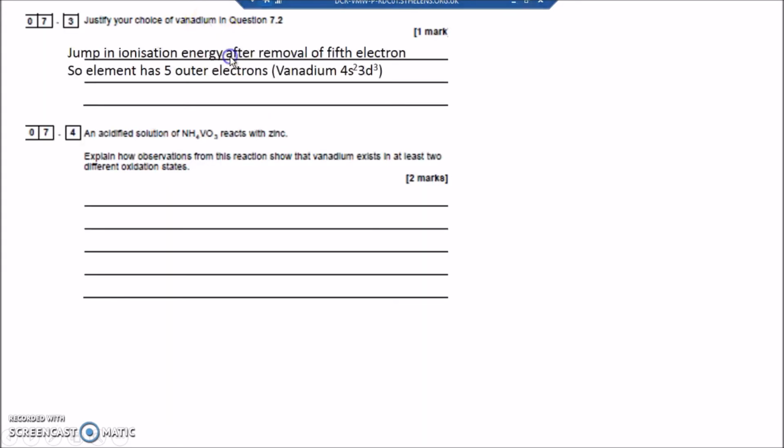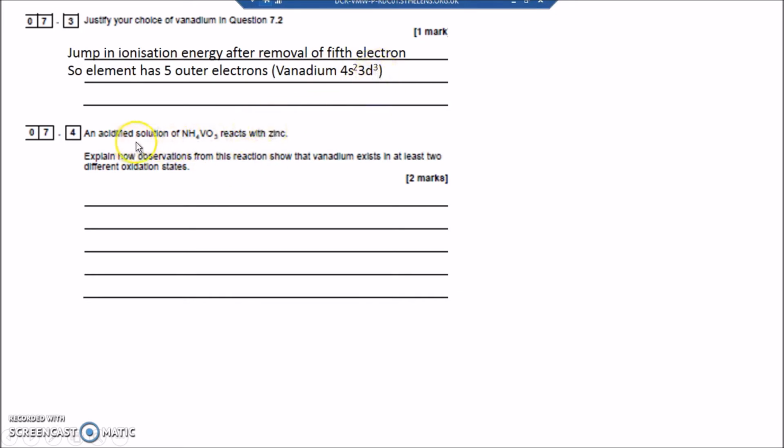Why was it vanadium? It's just asked me to explain that there's a jump in ionization energy between the removal of the 5th and the 6th electron. So vanadium, which has got 4s2, 3d3, 5 outer electrons, it's likely to be vanadium.